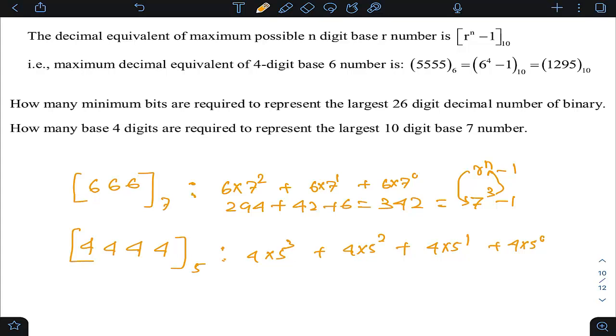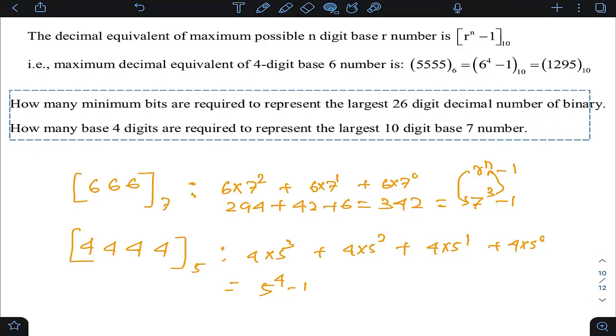Similarly, if you do it with a calculator, this will be equivalent to 5 to the power 4 minus 1, because r is 5 and the number of digits is 4. This is the answer. Similarly, if you take a 4 digit base 6 number, this is 6 to the power 4 minus 1. So this pattern, r to the power n minus 1, will always be followed. Please keep this in mind, and keeping this in mind, let us try to solve these two interesting questions.